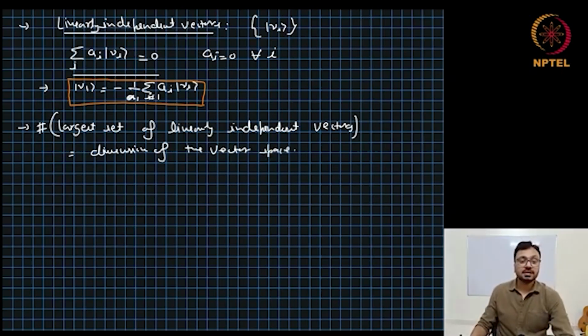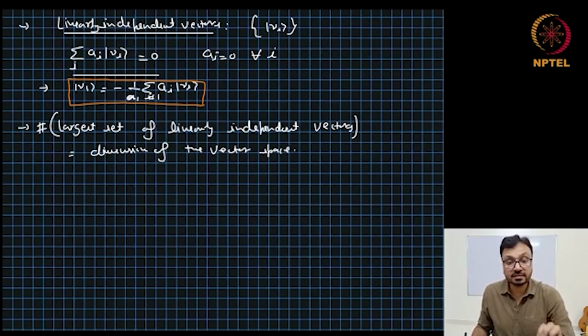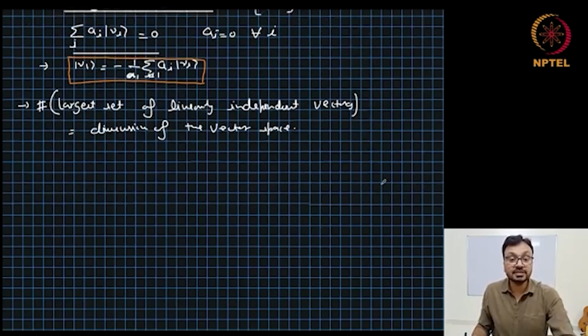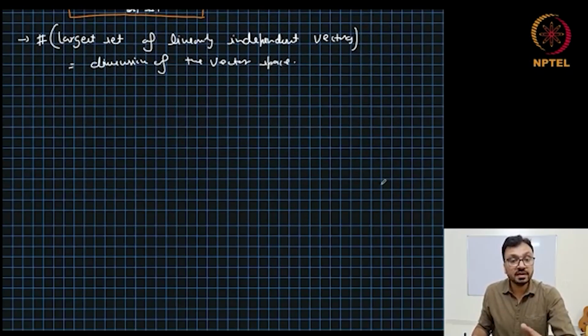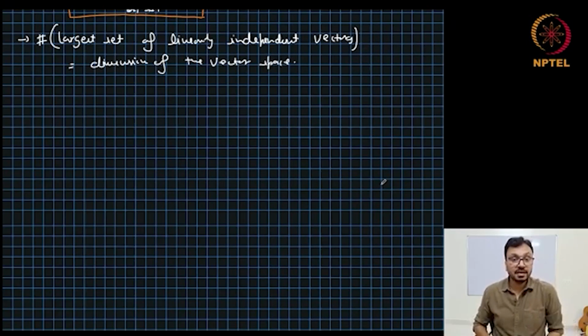The cardinality, or the maximum number of linearly independent vectors in a vector space, tells us the dimension of the vector space. What is the dimension of the vector space? For R1, the dimension was 1, because you have just one number, which is one independent vector, and all other vectors depend on it if you just multiply it with scalars.